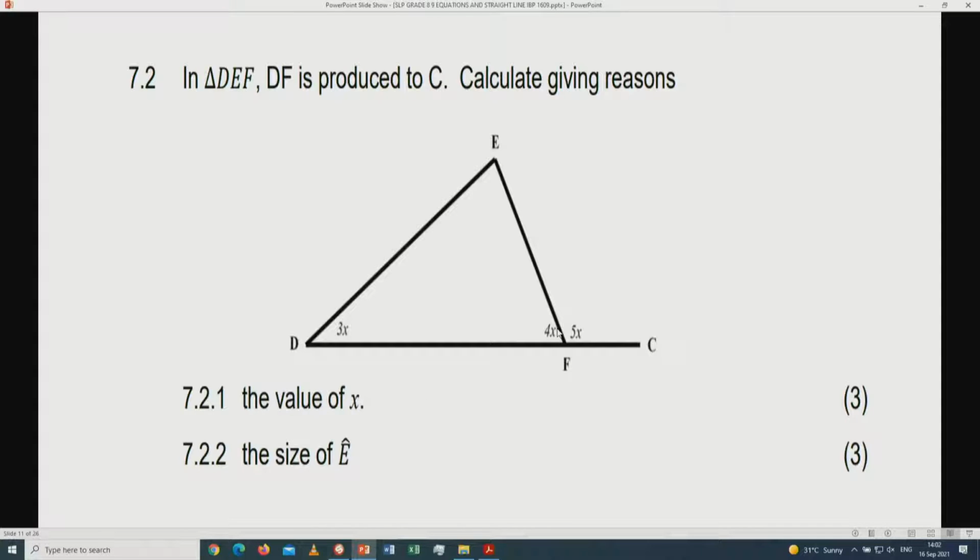Is there anything you know about a straight line? Yes. And what do you know about all the angles when you add them? What is the sum of the angles of a triangle? You are looking for the value of x. So where is x? Here we can come up with something. Here we might also come up with something, but what is the easiest? Always ask what is the easiest.